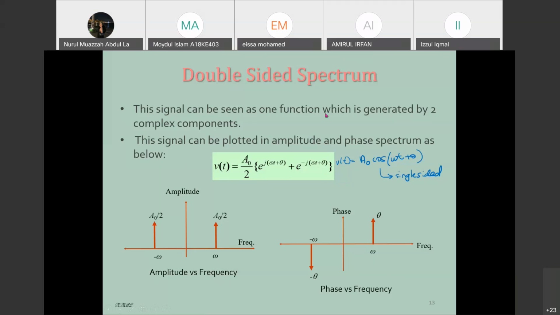Now when the question asks you to plot double-sided spectrum, you use this equation, Euler's theorem, to change from a naught cosine omega t plus theta into these complex numbers, and then you plot the negative and also positive side. Are there any questions? Any questions?